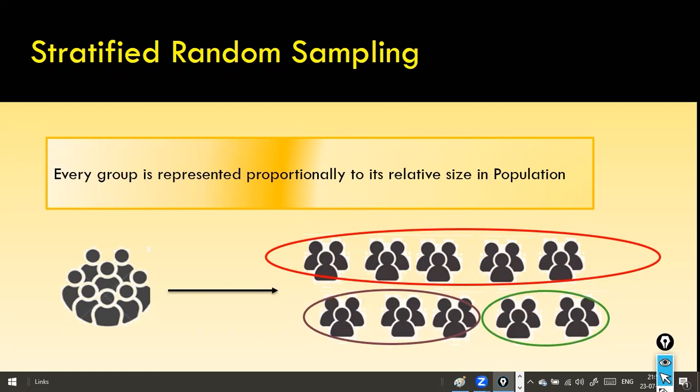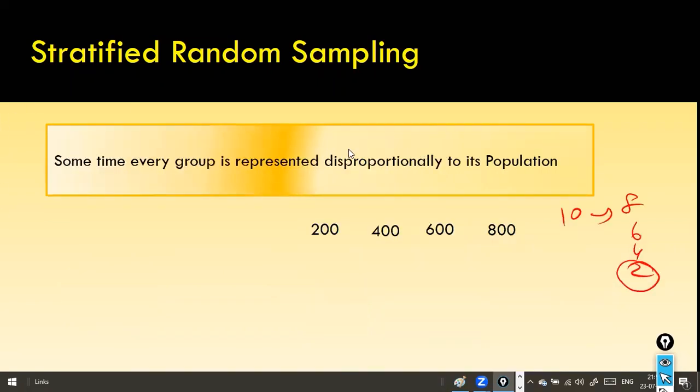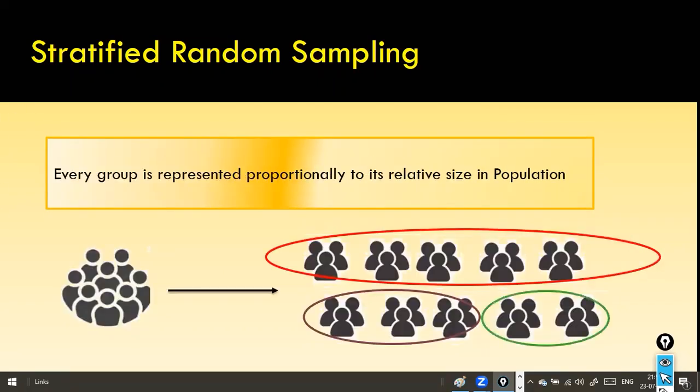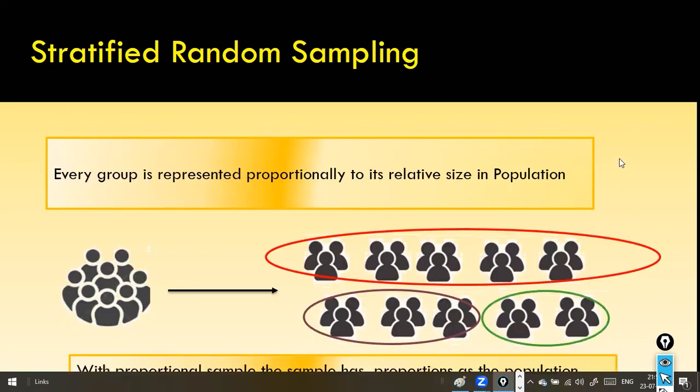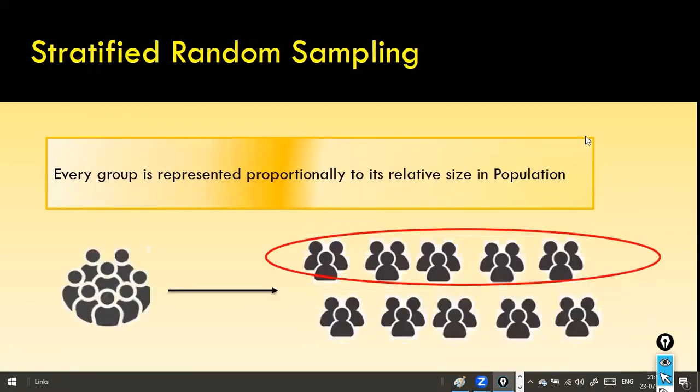Most of the time, stratified random sampling is the one we do. This is the advised one. And there are some situations where you don't have access to all the 3 groups. Then you have to go for SRS, simple random sampling.